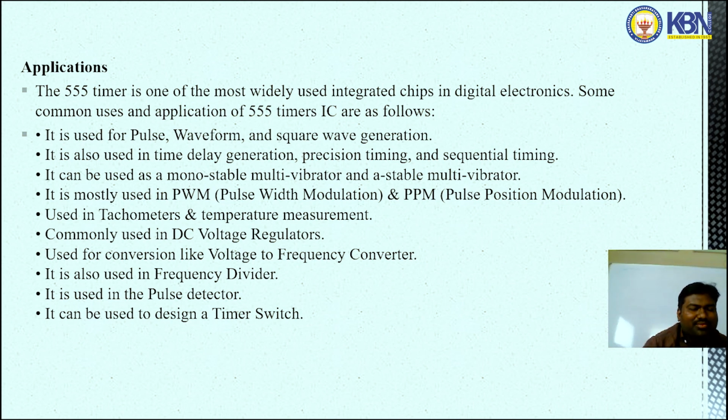The IC 555 is mostly used in pulse width modulation and pulse position modulation circuits, and in tachometers and temperature measurements. It is commonly used in DC voltage regulators. It is also used for conversions like voltage to frequency converters, and mainly in detection circuits in FM. It is also used in frequency dividers and pulse detectors. It can be used to design a timer switch. This is all about IC 555 applications.